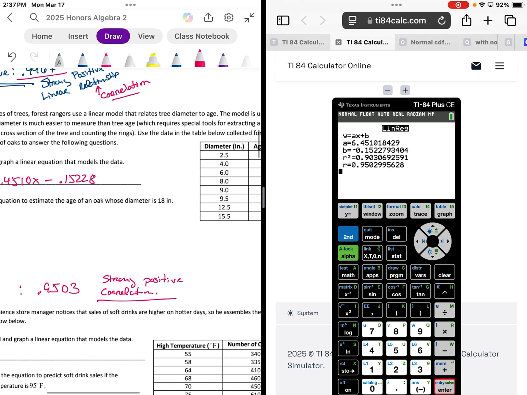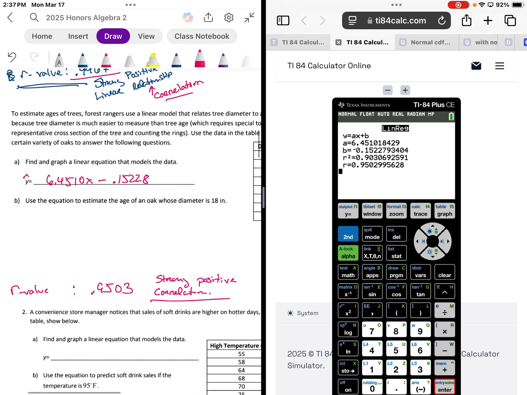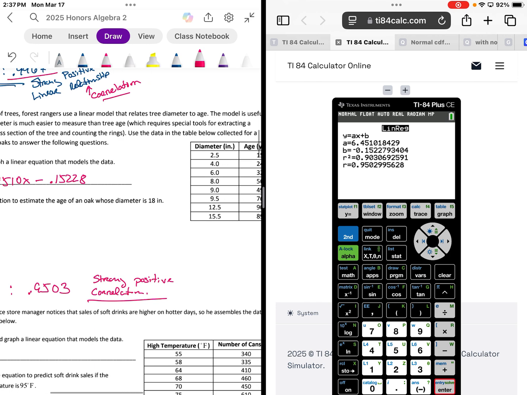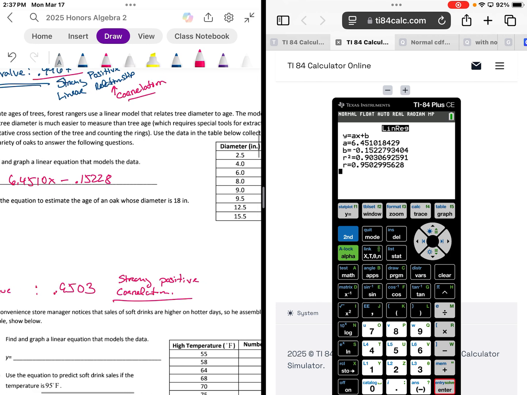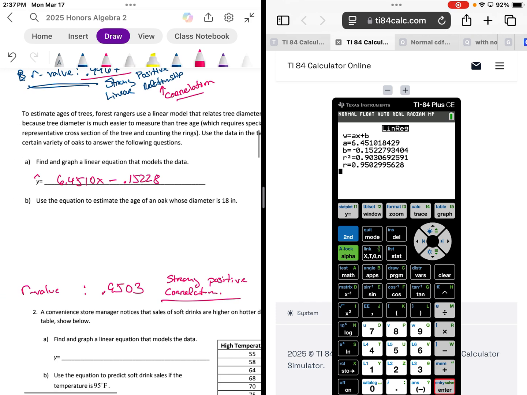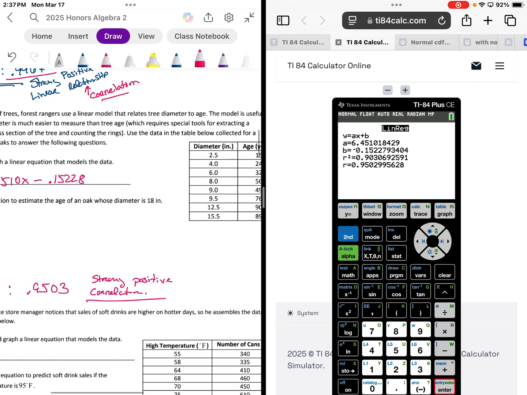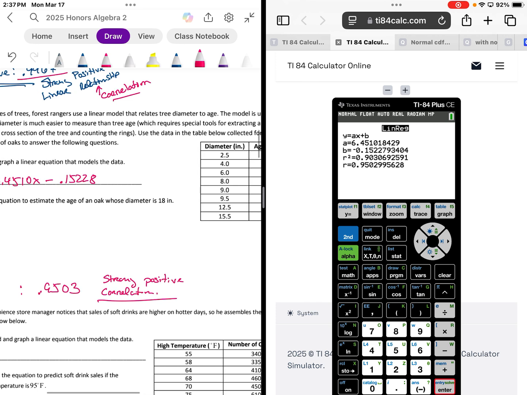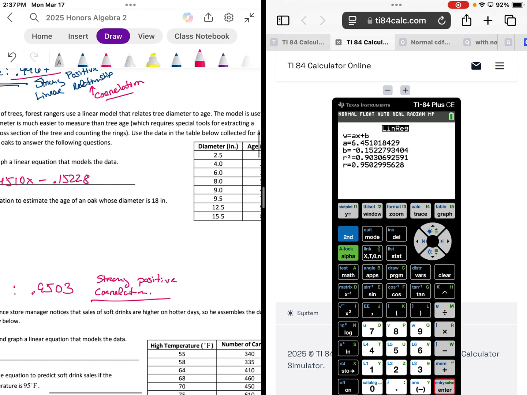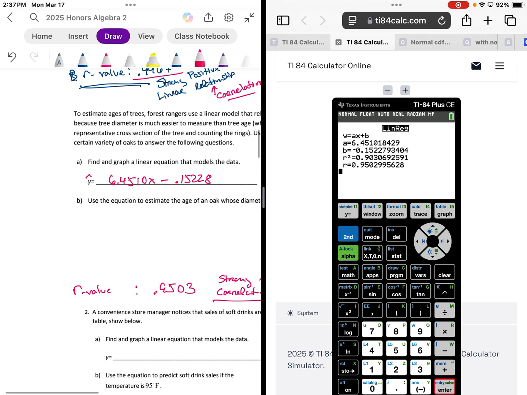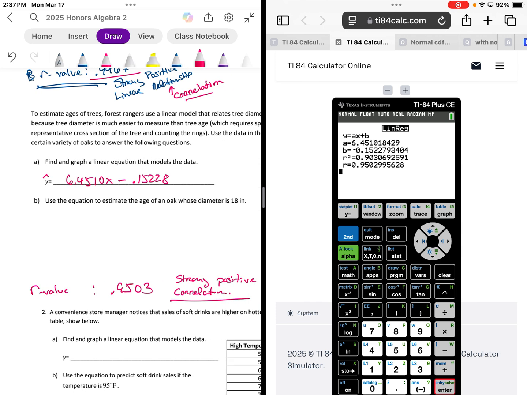As the diameter increases, the age increases. That's what that's saying. Again, if you want to graph it, we got everything set up. So we can just hit graph and then hit zoom 9, and it focuses in on it.